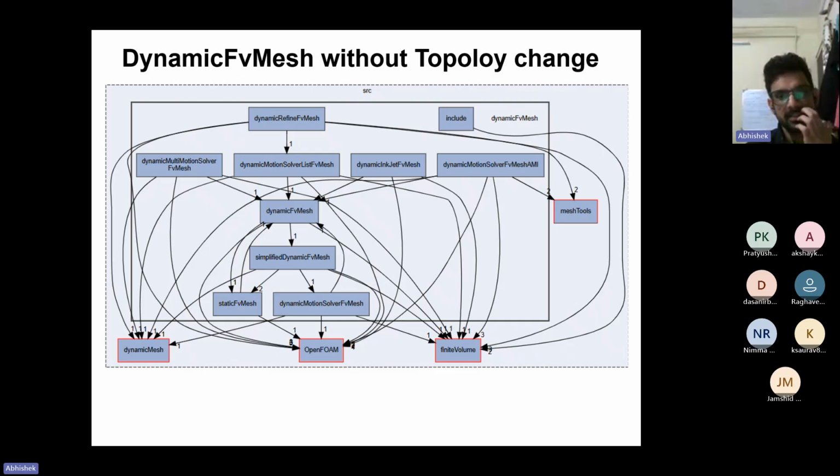These are dynamic FV mesh without topology change. These are the source file libraries, and you can see each and every library is interlinked with each other. This is the ESI version of OpenFOAM, I think 2.3, and the Doxygen is available on the internet for that.